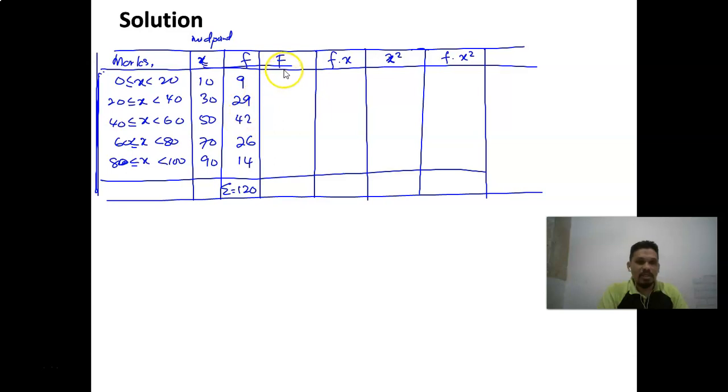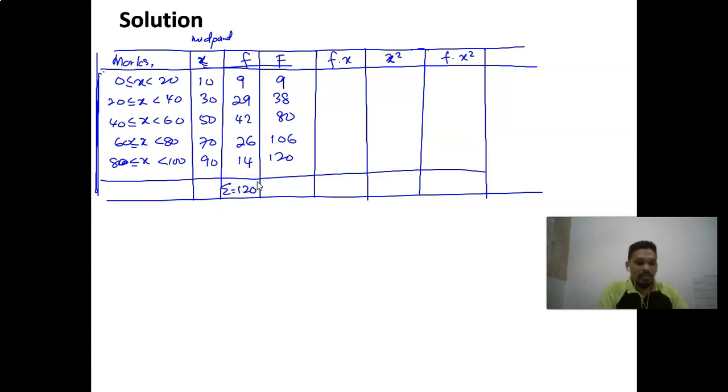This is the frequency. Then the cumulative frequency: first is 9. 9 plus 29 equals 38. 38 plus 42 equals 80. 80 plus 26 is 106, and 106 plus 14 equals 120. So you can see here now the end of the cumulative frequency equals the total number of frequencies.